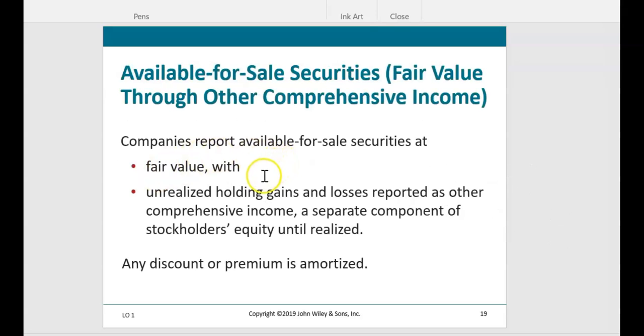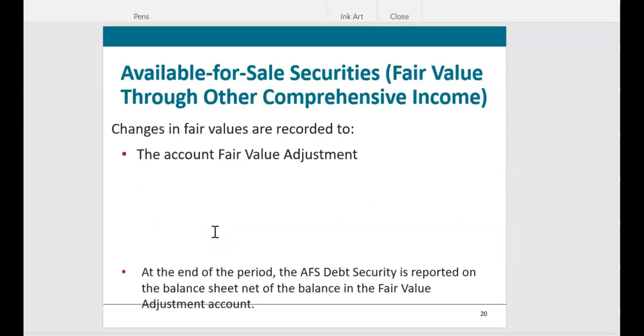Remember, companies report available for sale securities at fair value, and unrealized holding gains or losses are reported as other comprehensive income. We saw this slide before. Changes in fair values are recorded to the account fair value adjustment. The fair value adjustment account is what we call a valuation account. It's just used to track changes in fair values.